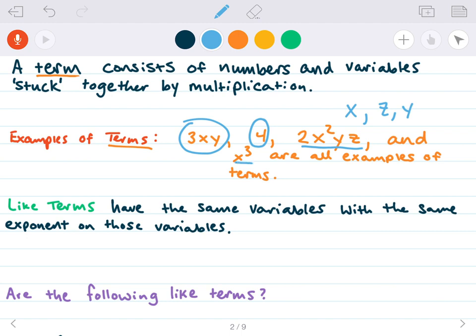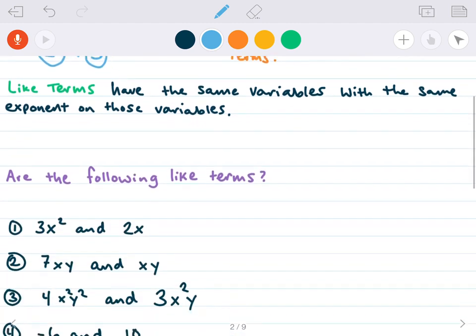Now, if I gave you something like this, 2x plus 3, how many terms are there? Well, there's one thing that's stuck together with multiplication, and then there's another thing, right? And the terms are separated by either a plus or a minus sign, okay? So with that being said, what are like terms? So like terms have the same variables, same exact variables, with the same exponents on those variables. So let's do some examples.